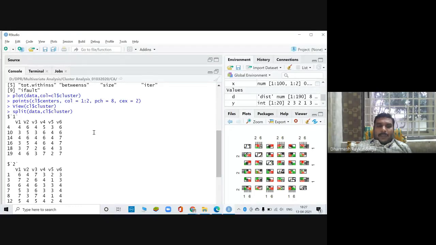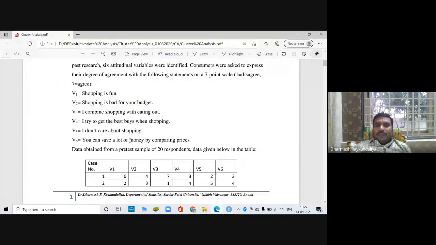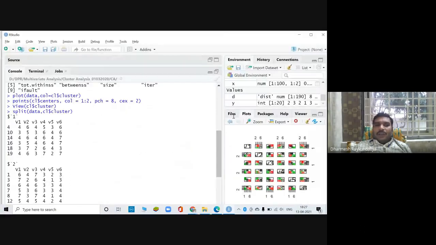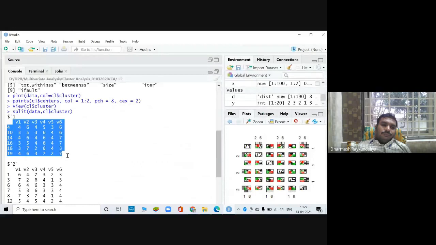Okay, so it is saying that these 3 variables are important for profiling of clusters. Which one? Shopping is bad for budget. I try to get the best buy when shopping, and you can save a lot of money. अगर आपको प्रोफाइलिंग नहीं करना है तो you can say that okay, this is the one group, this is another group, and this is the third group.